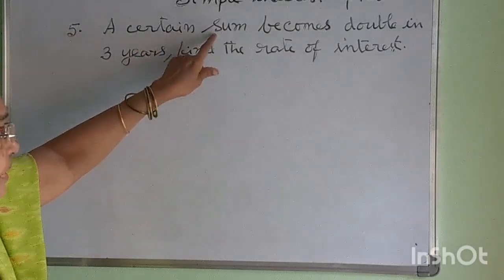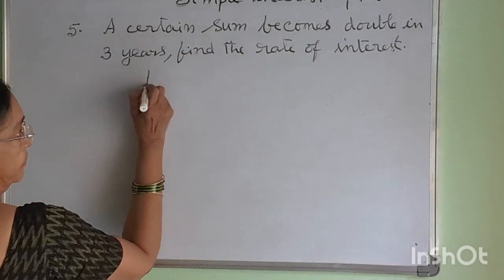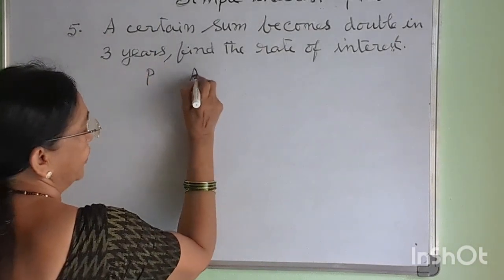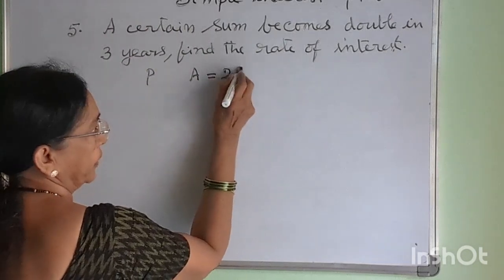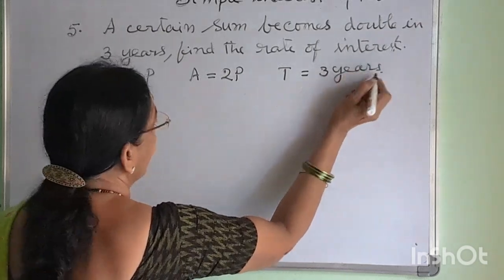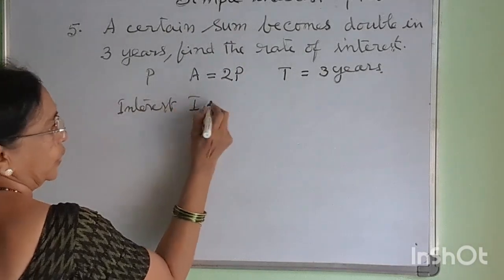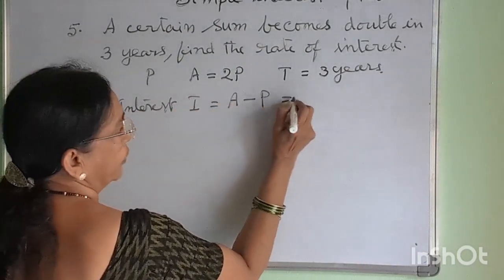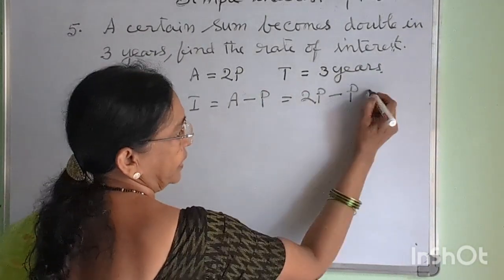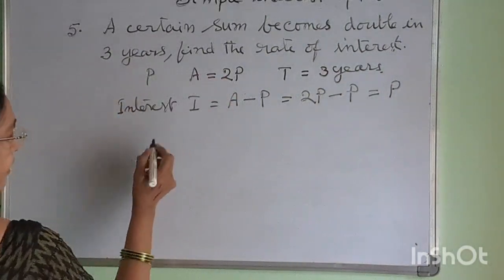Problem: a certain sum becomes double in 3 years. Find the rate of interest. The sum, that is the principal, becomes double in 3 years. So amount is equal to 2P, and time is equal to 3 years. Here interest I is equal to amount minus P. Amount 2P minus principal P itself, 2P minus P is 1P, that is P.